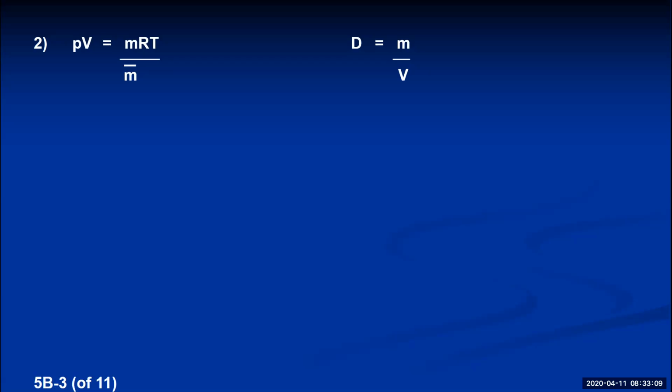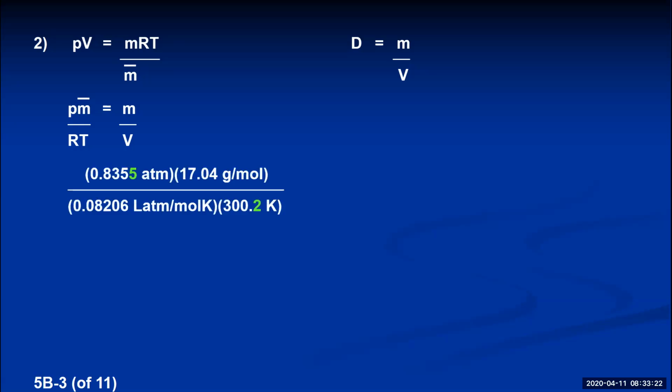Why do we do that? Because m over V is density. So the density is going to equal the pressure multiplied by the molar mass divided by R and T. The pressure has to be converted into atmospheres. And so if you do that, you come up with 0.835 with a guard digit 5 atmospheres. The molar mass of ammonia, you add up the molar masses of 1 nitrogen and 3 hydrogens, it's 17.04 grams per mole. The universal gas constant, 0.08206 liter atmospheres per mole Kelvin.